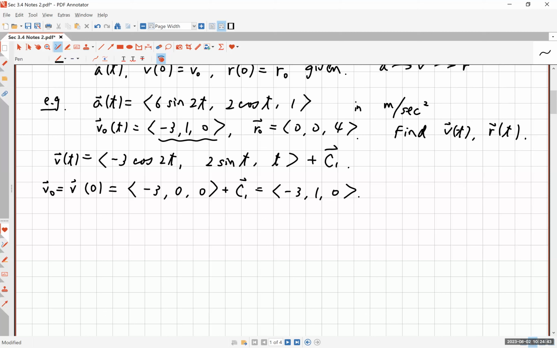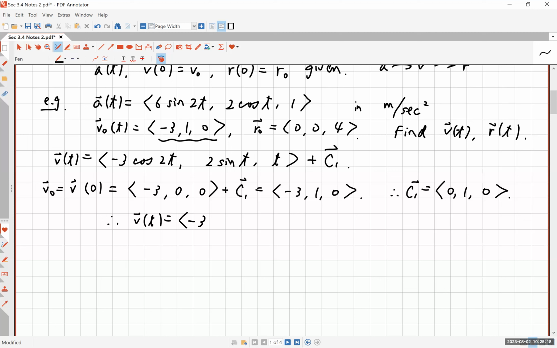So that's what's given. And so I think from here, it's easy to figure out C1, the vector. What is that? It's 0, 1, 0, right? Basically, all you have to do is take this and subtract this from it, and you get 0, 1, 0. No problem here, right? Okay, so now we have a complete description of the velocity function.